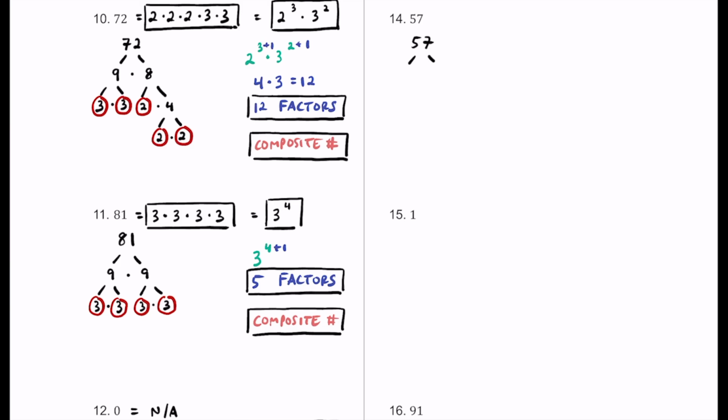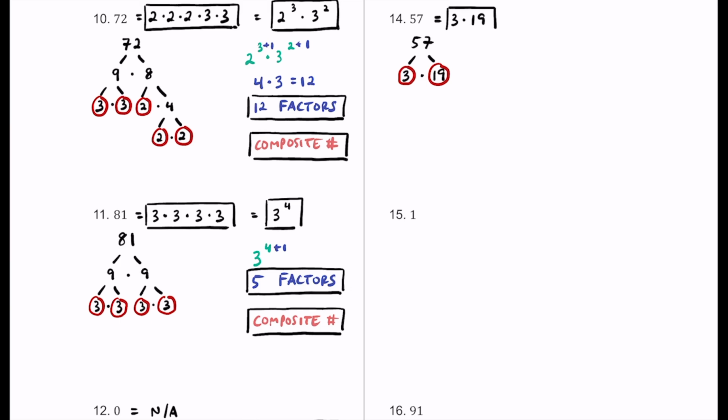Can't divide by 2, but it can divide by 3 just because 5 plus 7 is 12, and 12 is a multiple of 3. So it turns out that 3 times 19 is 57. 3 is a prime number and 19 is also a prime number. So the prime factorization for 57 is going to be 3 times 19.